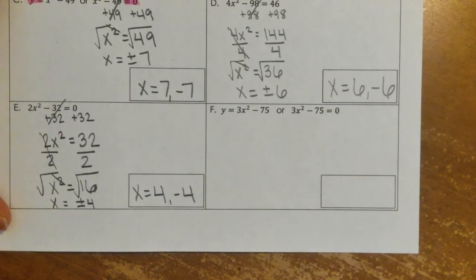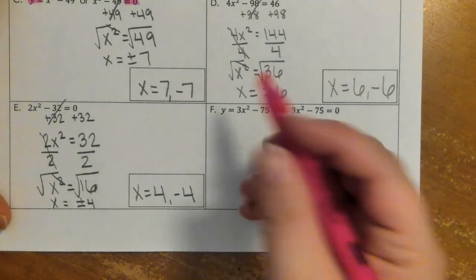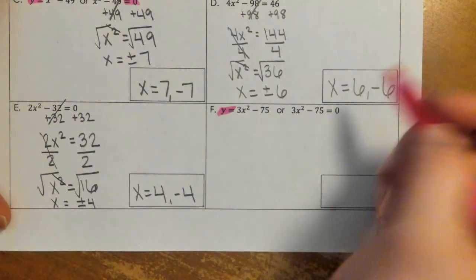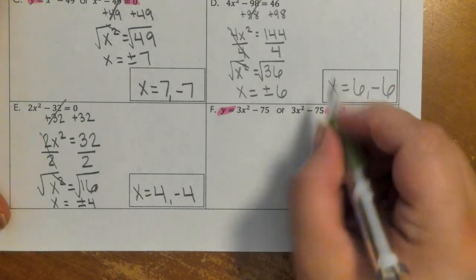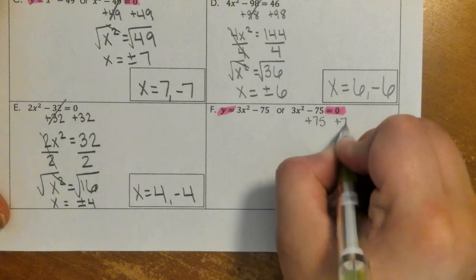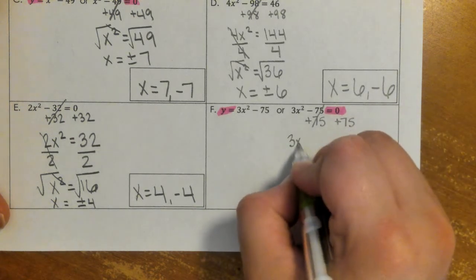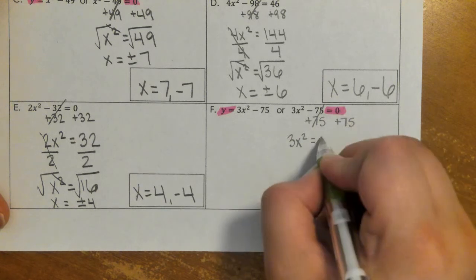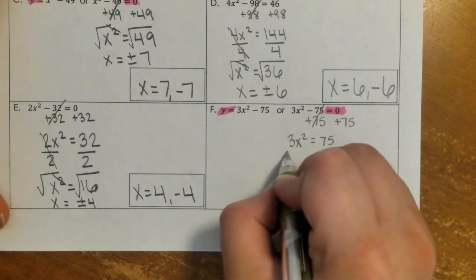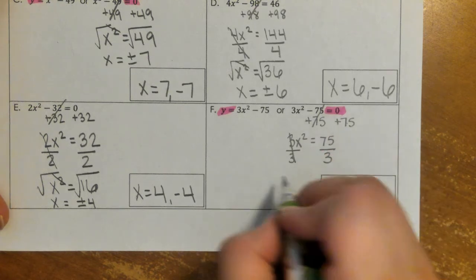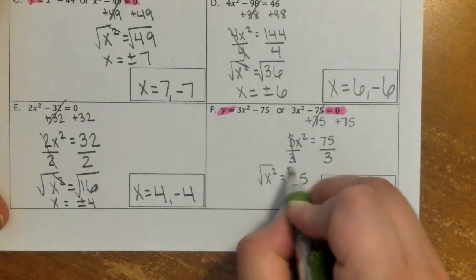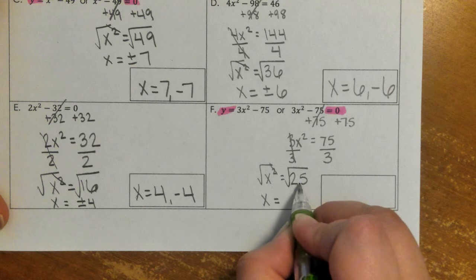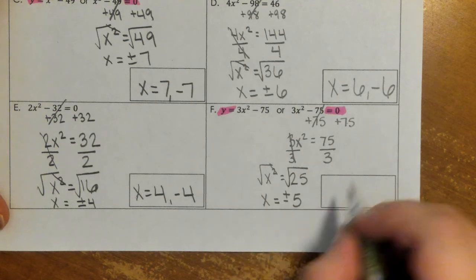And then letter F, we have that same situation again. So again, you see that y equals, we take it off, we put equals 0 at the end, and then we solve this like a normal two-step problem, but with the exponent. So here, add. So we have 3x squared. 0 plus 75 is 75. We divide by 3. x squared equals 25. We take the square root of both sides, and this would give me plus or minus 5.